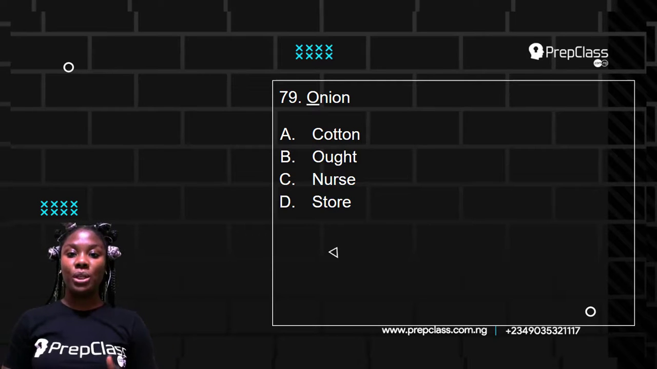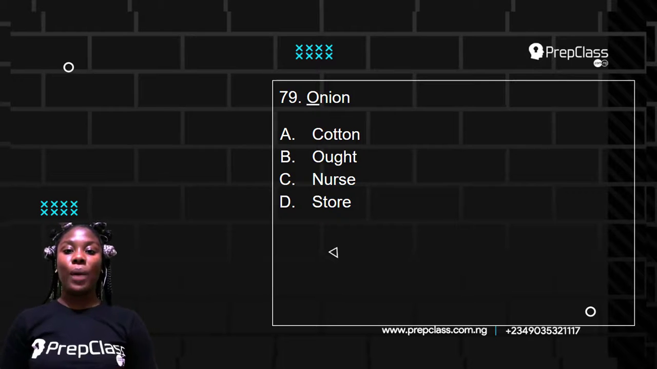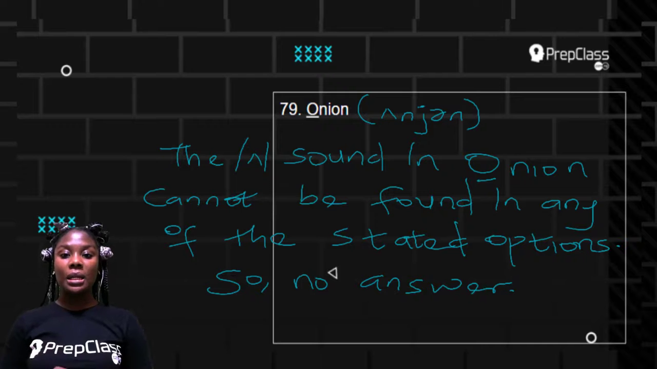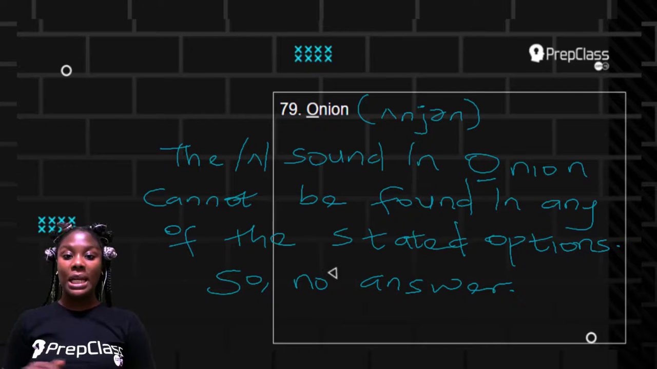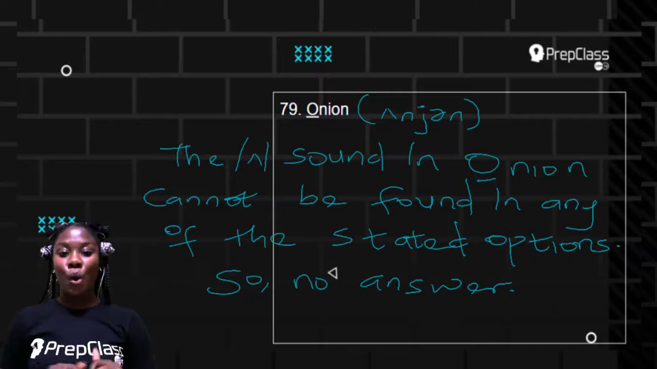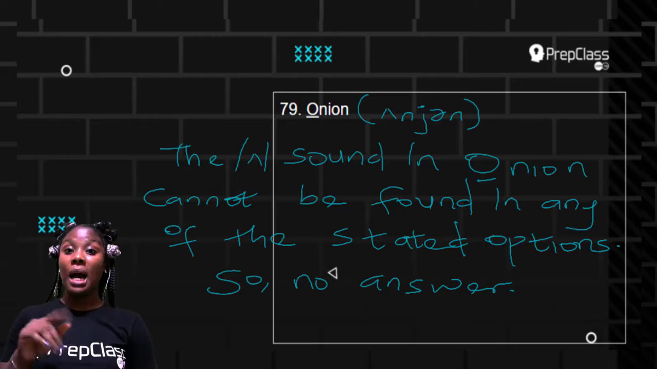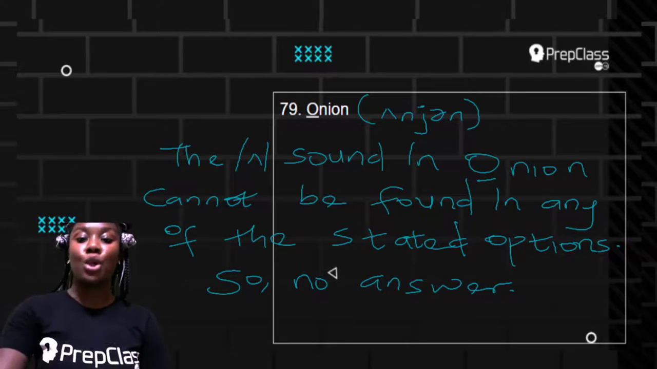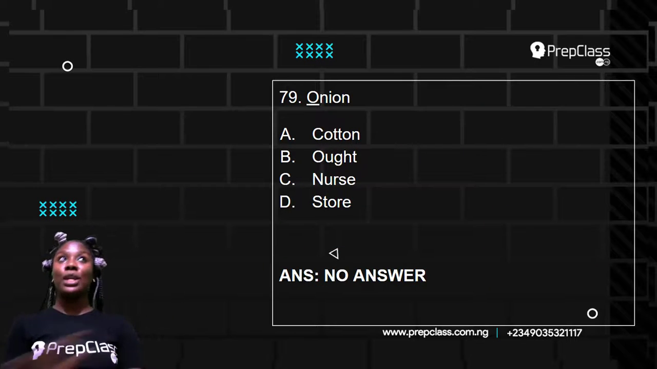Our 79th question: onion. A, cotton; B, act; C, nurse; and D, store. Which is it? The sound in onion cannot be found in any of the stated options. So we don't have an answer there. The answer is no answer.